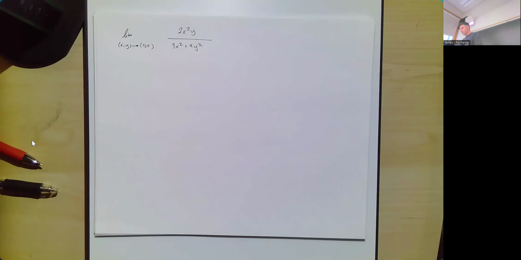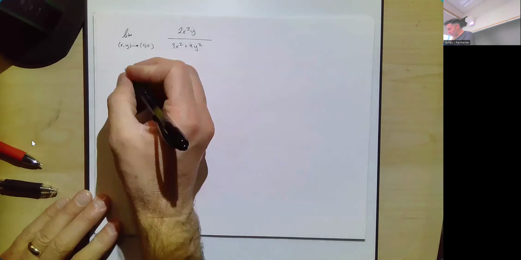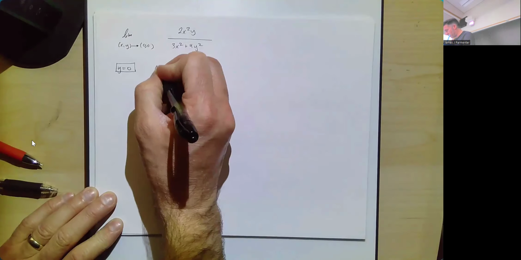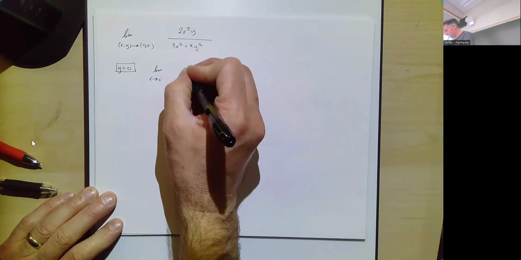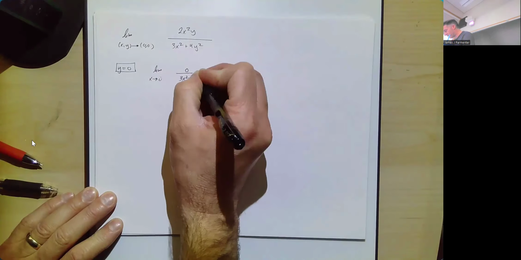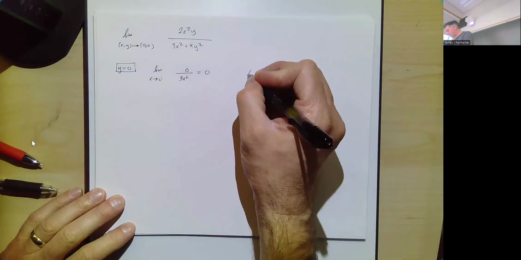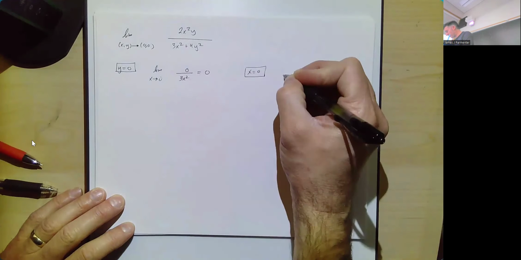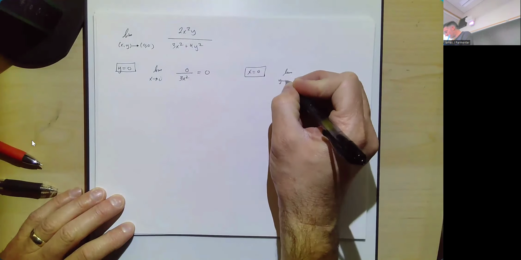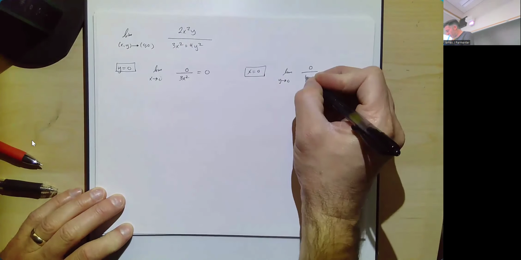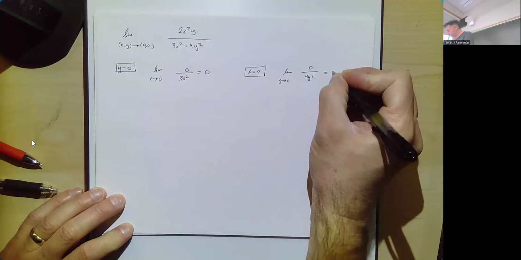Okay, great. So if I was doing this, I would start picking paths. I pick the path y equal to 0. I'm going to get the limit as x goes to 0 of 0 over 3x squared. We know that's going to be 0. Same thing would be true if I pick x equal to 0. I'd have the limit as y goes to 0 of 0 on top and 0 plus 4y squared on the bottom. That's going to be 0.